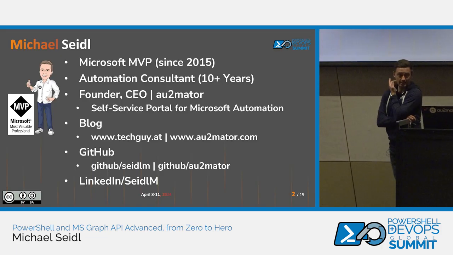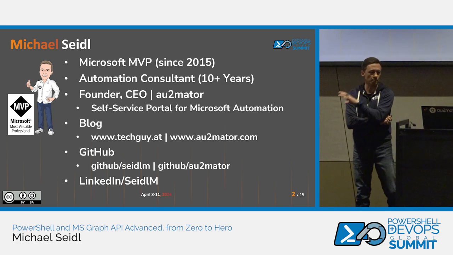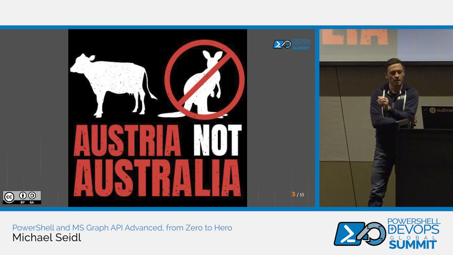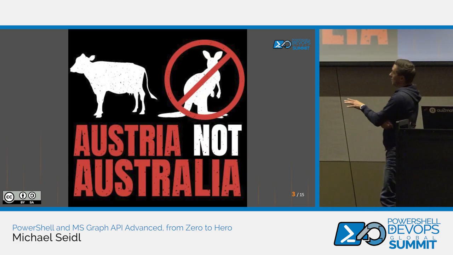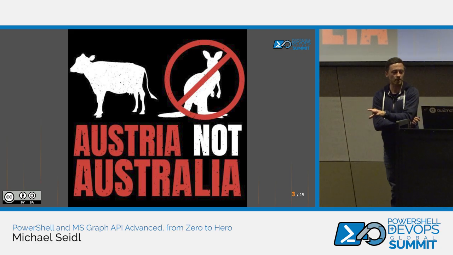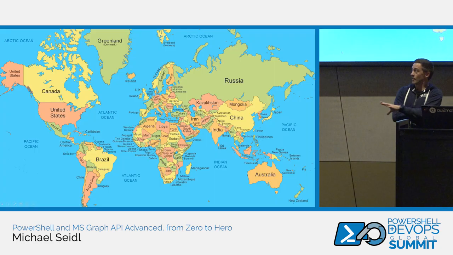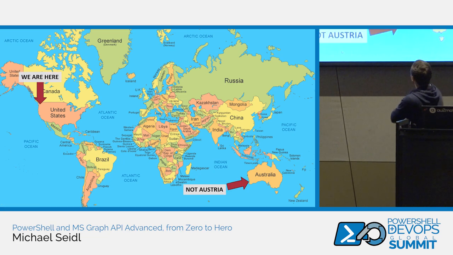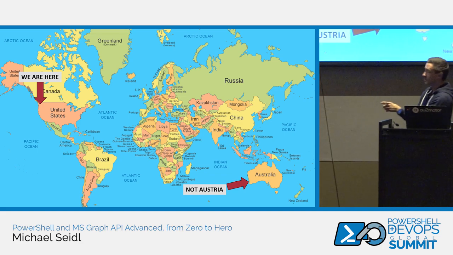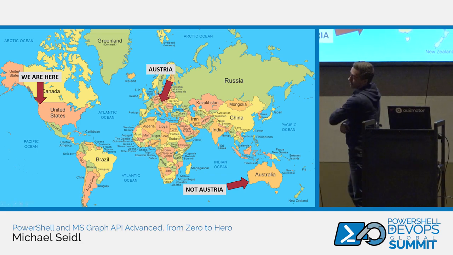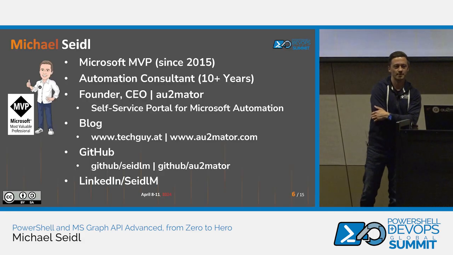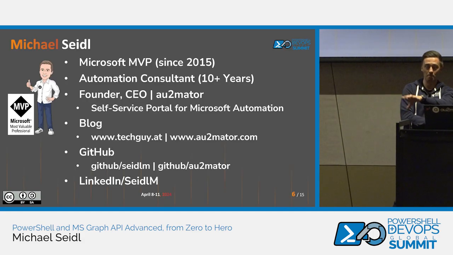My name is Michael Seidl. I'm from Austria, and immediately we need some off topic. Usually when I'm on a different continent and say I'm from Austria, something strange happens. No, I'm not from Australia, I'm from Austria. So, to make sure, that's about where we are right now. This is not Austria. Austria is over there. Okay? So we have those and no kangaroos. So, we now put Austria back on the map.